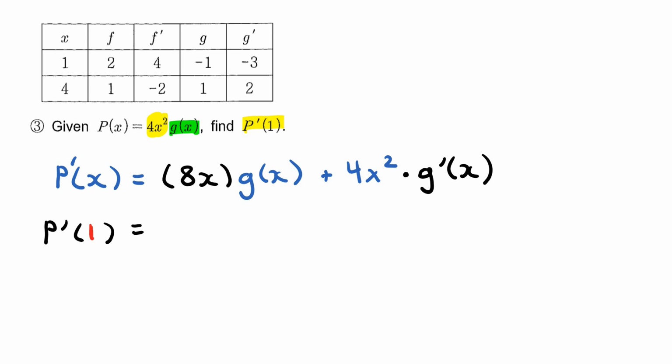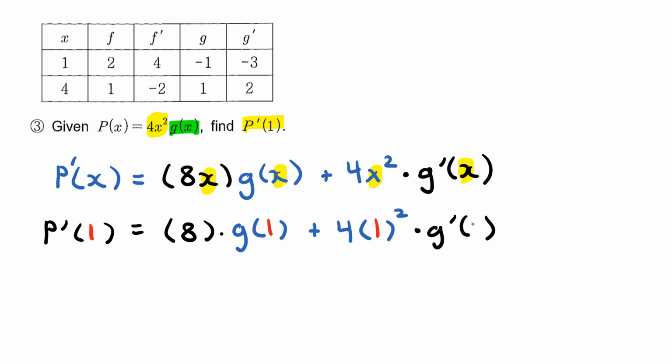All right, and that's going to equal, well, all these x's change to a 1 now. So 8 times 1 is just 8 times, now we have g of 1, and then I have a plus here, and there's a 1 there and a squared there, and then times g prime of 1. And maybe one thing that we can do right now is this part right here, 4 times 1 squared, that's simply going to be 4. So if I just erase that, I can just put a 4 right there, and then that should take care of that. Okay, let's go ahead and just continue here.